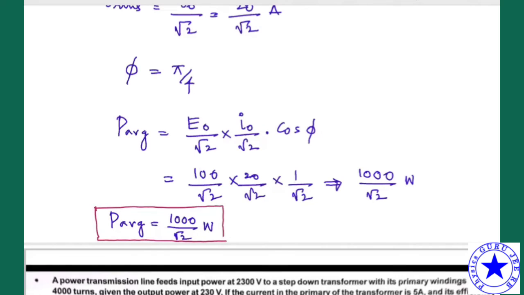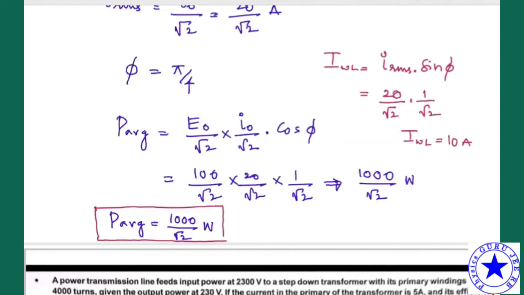Is that clear? Now for the wattless current, which is given by IRMS into sin phi. IRMS is 20 by root 2, already given, into sin phi. Sin of 45 degrees is 1 by root 2. So the wattless current is 10 amps. Hope it is clear till this point. Put this one in the box. Now we have the power and the wattless current.